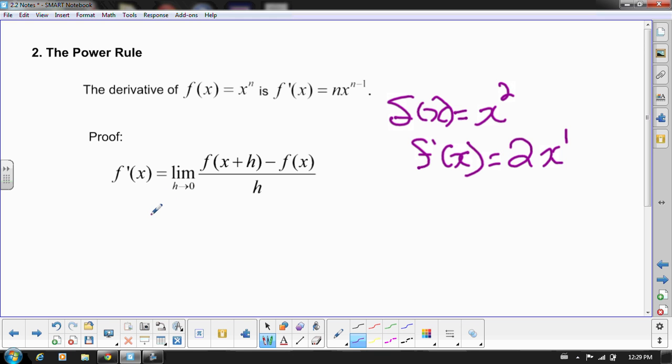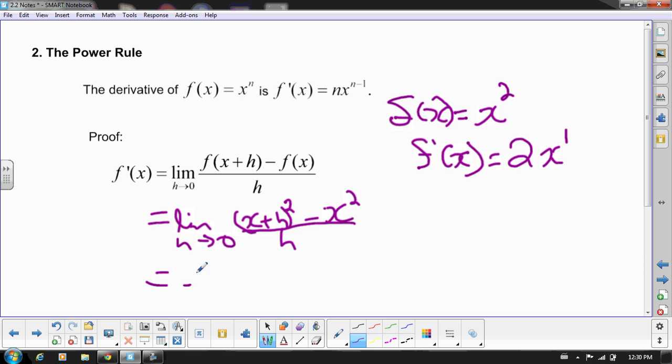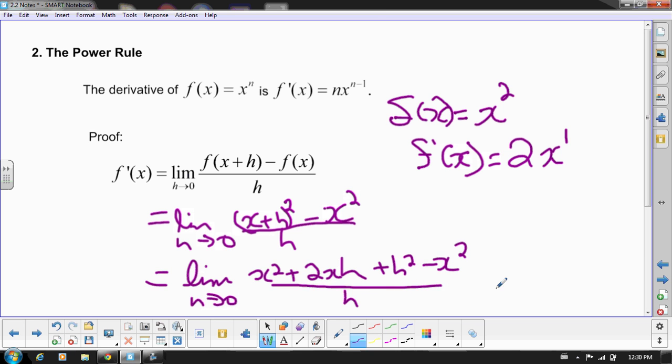If we do the proof one last time, so f prime is the limit as h approaches 0 of x plus h, put that inside of a bracket because I'm substituting in, minus x squared, all over h. Okay, so then we're going to have equals, I still have that limit as h approaches 0, x squared plus 2xh plus h squared minus x squared, all over h.